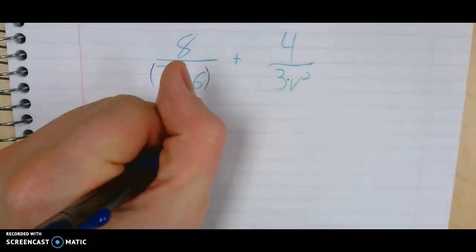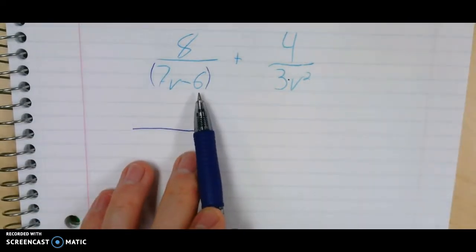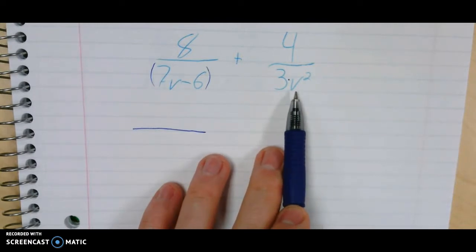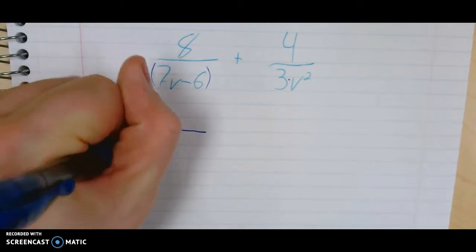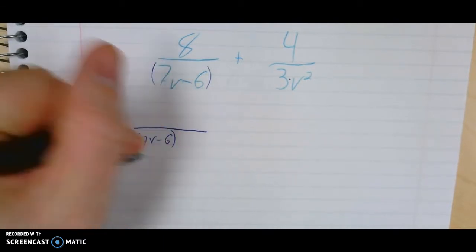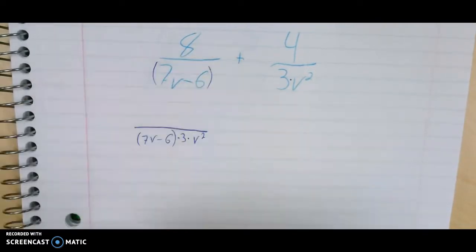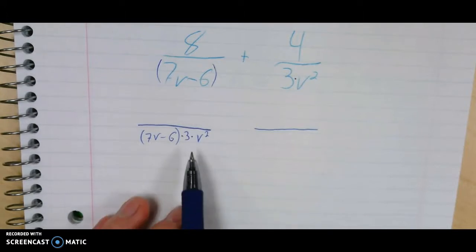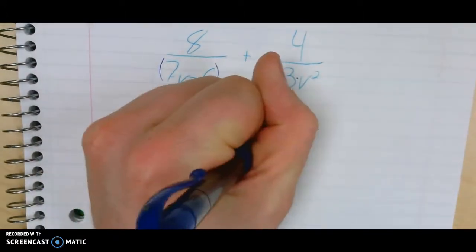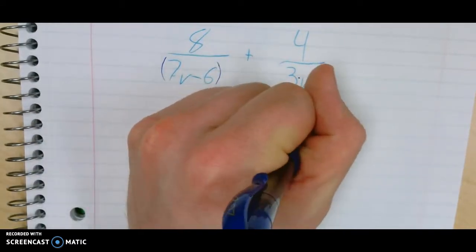So our common denominator has to have all of these components. It has to have a 7v minus 6, it has to have a 3, and it has to have a v squared. Now in a second here, I'm going to rearrange these because I'm not a huge fan of writing things in this order, and you'll see that in a second. So again, I'm rewriting these just like we did on the previous one so that we have our common denominator.